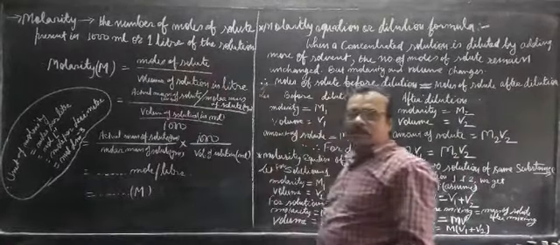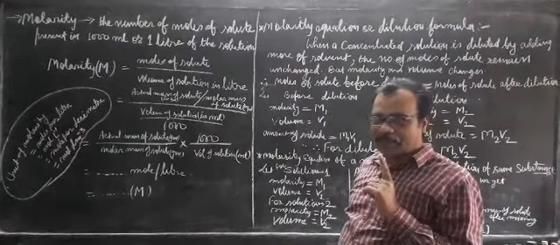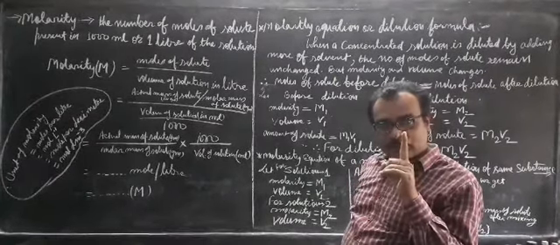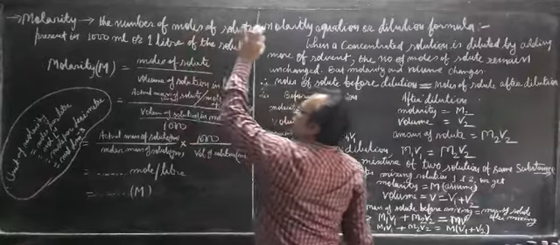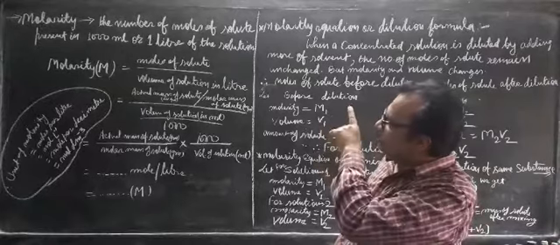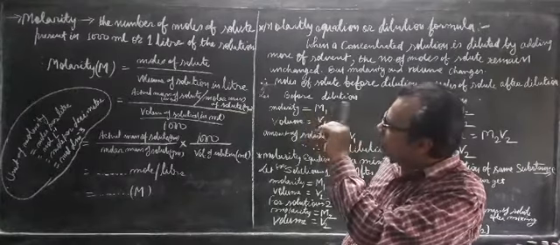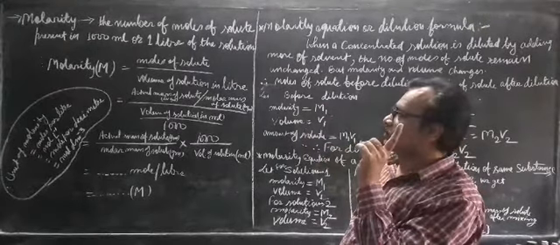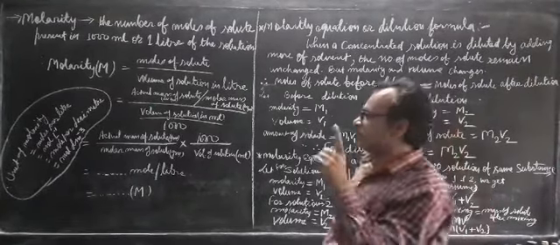So molarity is the number of moles of solute present in 1000 ml or 1 liter of solution. Remember, it is compared with the solution, not with the solvent. So here the number of moles of solute is compared with the volume of the solution, not with the volume of solvent. And this volume is taken as 1 liter.